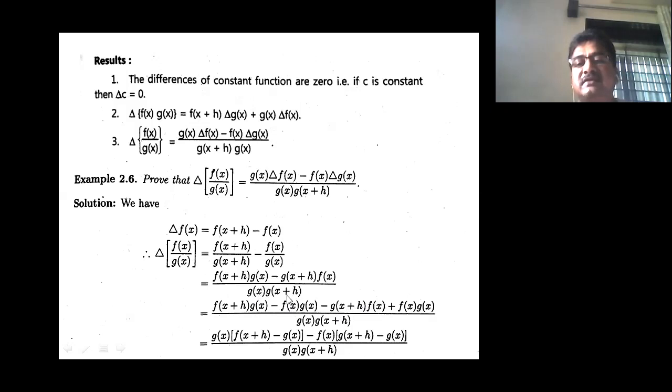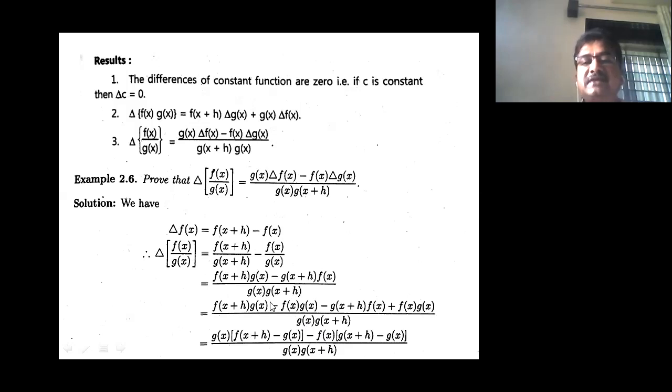And what is the change? Subtract this term f(x) into g(x) and add f(x) into g(x). This term gets cancelled, then we get this step, this numerator. So this term as it is, f(x plus h) into g(x) minus f(x) g(x). Here we subtract the same term and add the same term, so no effect, and minus g(x plus h) into f(x) as it is, divided by g(x) into g(x plus h) as it is.